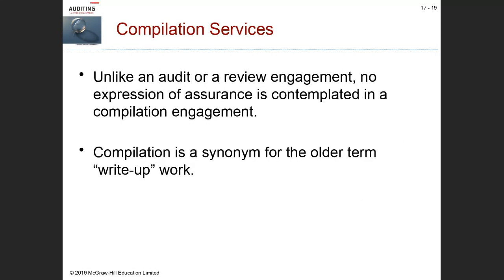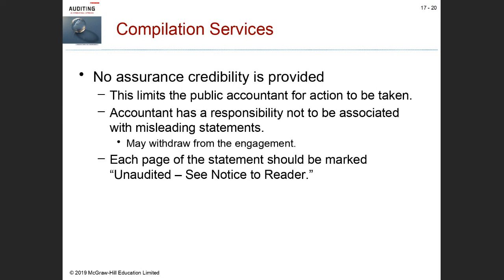The next PowerPoint says, unlike an audit or a review, no expression of assurance is contemplated in a compilation engagement. Why do we give no level of assurance? Because we do no work, basically, right? Other than ensuring that the numbers add up properly in the balance sheet and the income statement. Okay. So no assurance is given. It says this limits the public accountant's action to be taken. Because we're giving no assurance, we don't have to do any work.